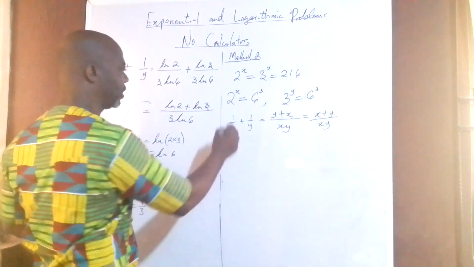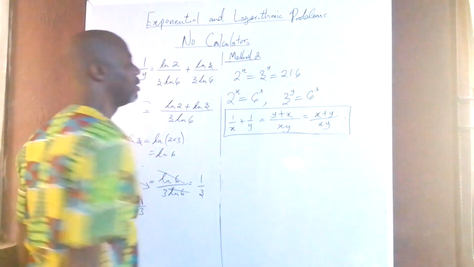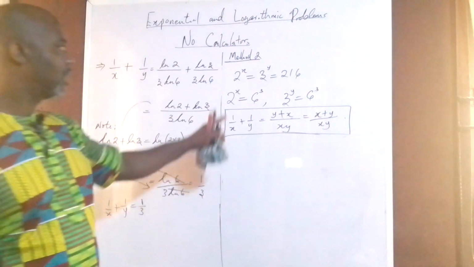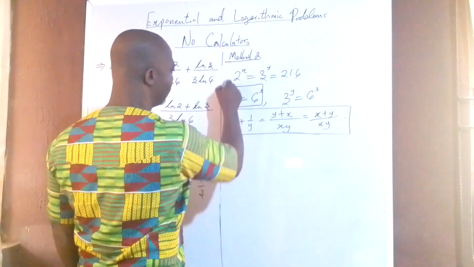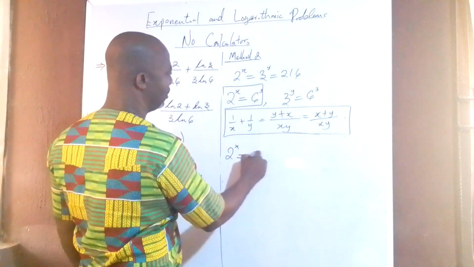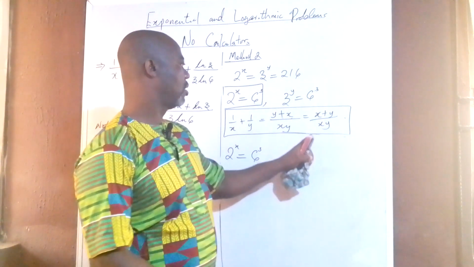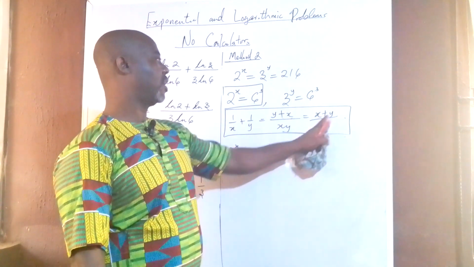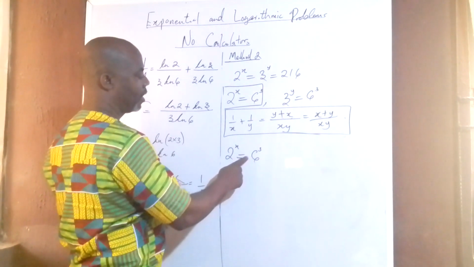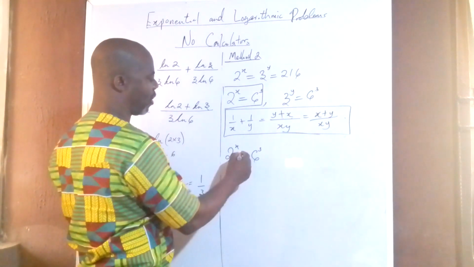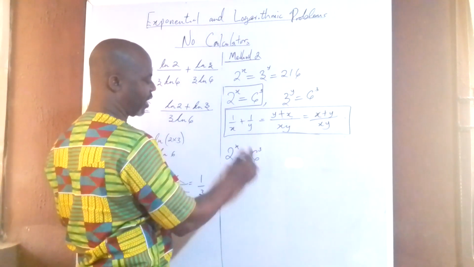Okay, so how is this important? I'm going to show it to us now. This is important because if we start from this first one, we have 2 to the power of x equal to 6 to the power of 3. Now, if you look at the single fraction, we have xy and x plus y. So what we are going to do is to raise the power of both sides to y. We multiply the powers on both sides by y.